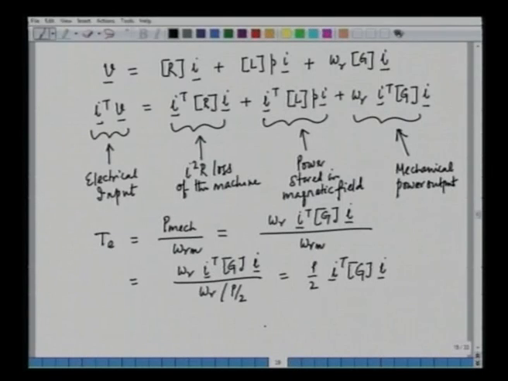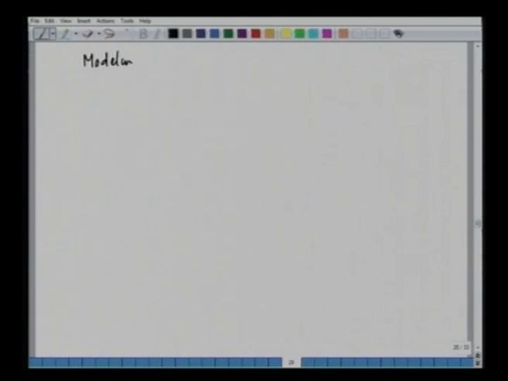Now, in this lecture, we will discuss how this Kron primitive machine model can be used to simulate a DC machine. First of all, we will simulate a separately excited DC machine. Let us see. Modeling of separately excited DC machine.